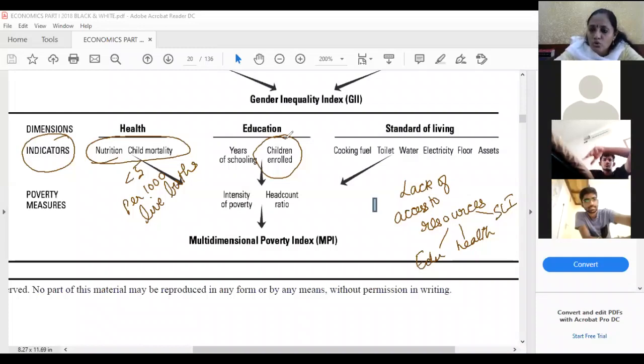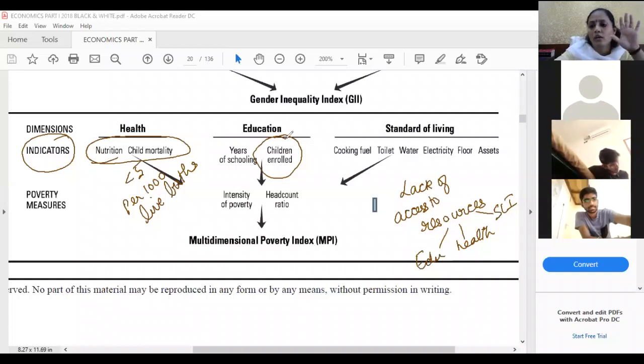What do you mean by good source? There are two ways how you can identify the good source. Either it should be chlorinated or it should be boiled. The water should be clean.